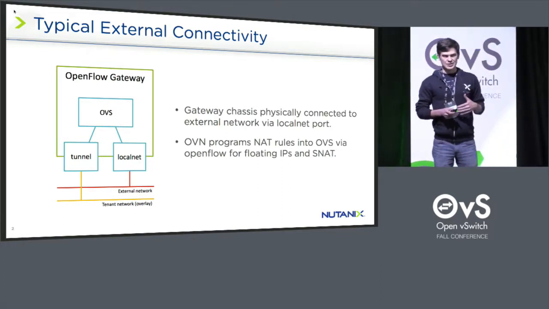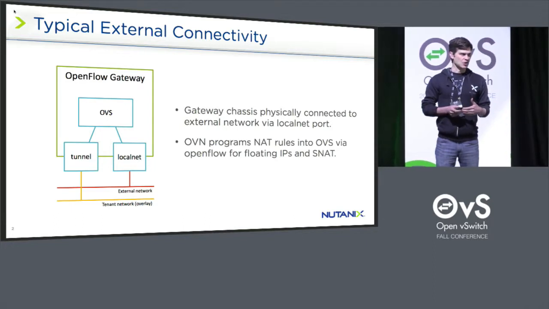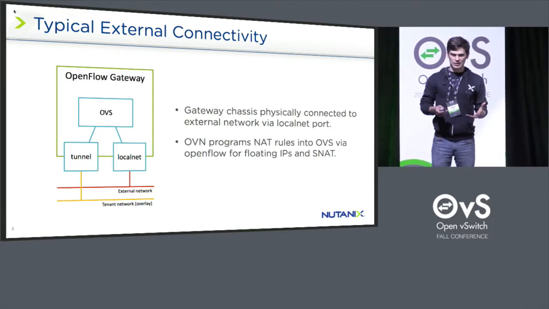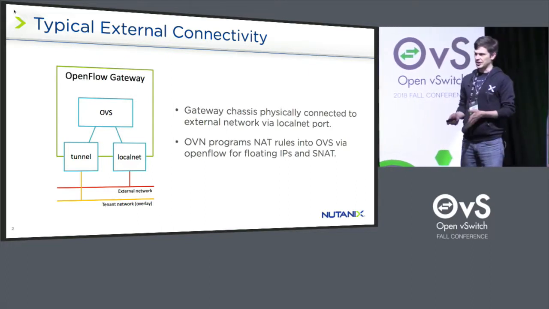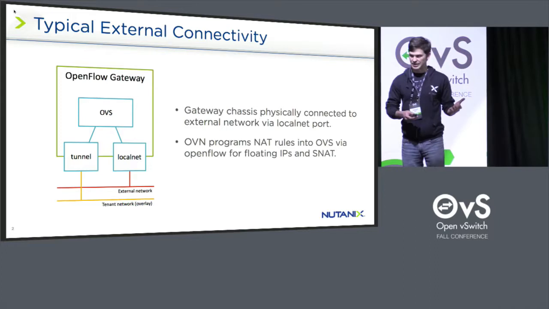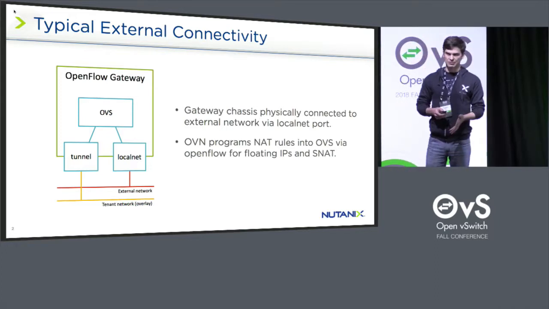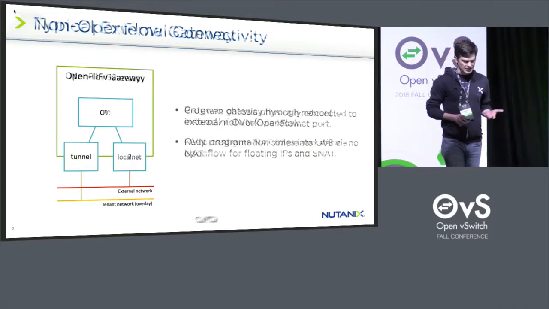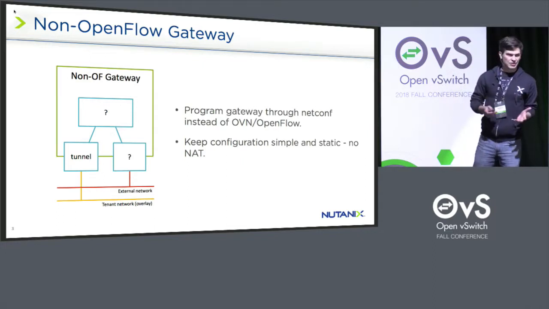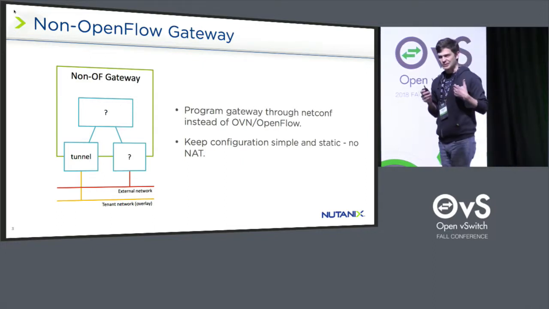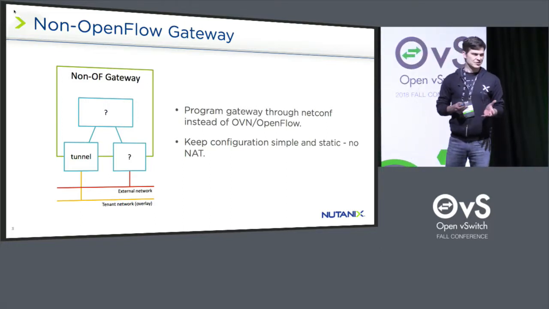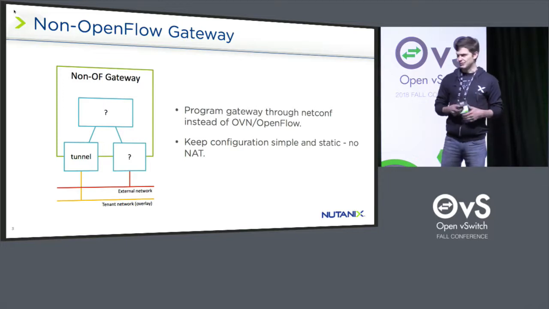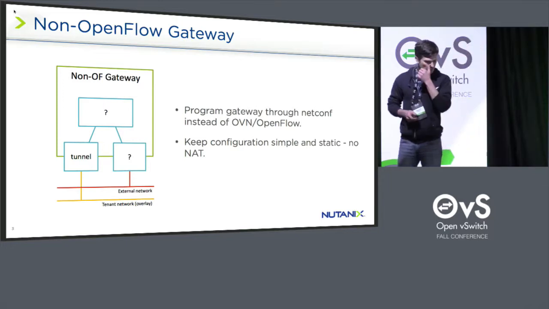So typically, you have external connectivity bridged to your overlay networks through a gateway node. You program some NAT rules in OVS. You have these localnet ports that Mike just talked about, which take care of bridging your NATed traffic to the physical VLAN. In our case, our gateway doesn't speak OpenFlow. So we can tunnel traffic to it, we can configure it through netconf, but it's not an efficient enough configuration interface for us to be programming NAT rules all the time as floating IPs and VPCs come and go.